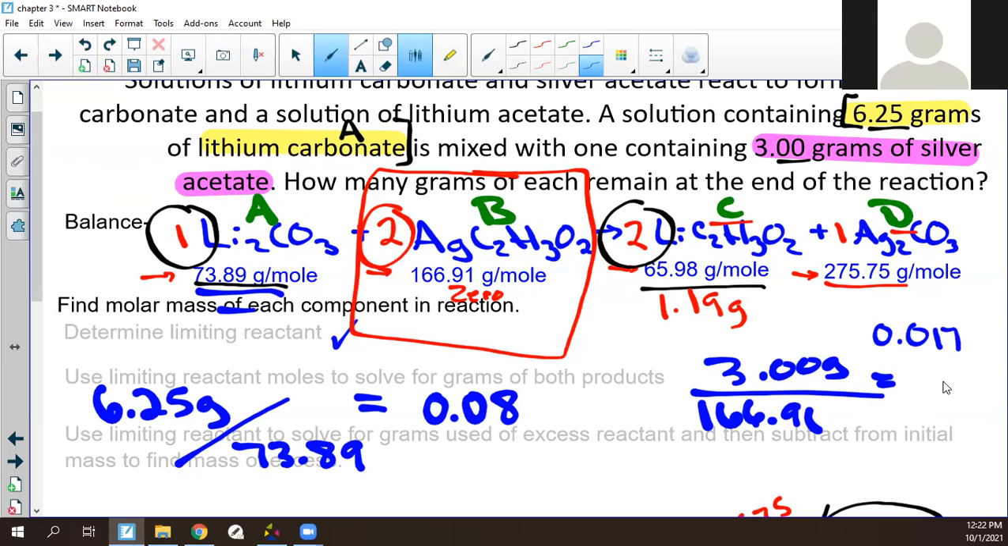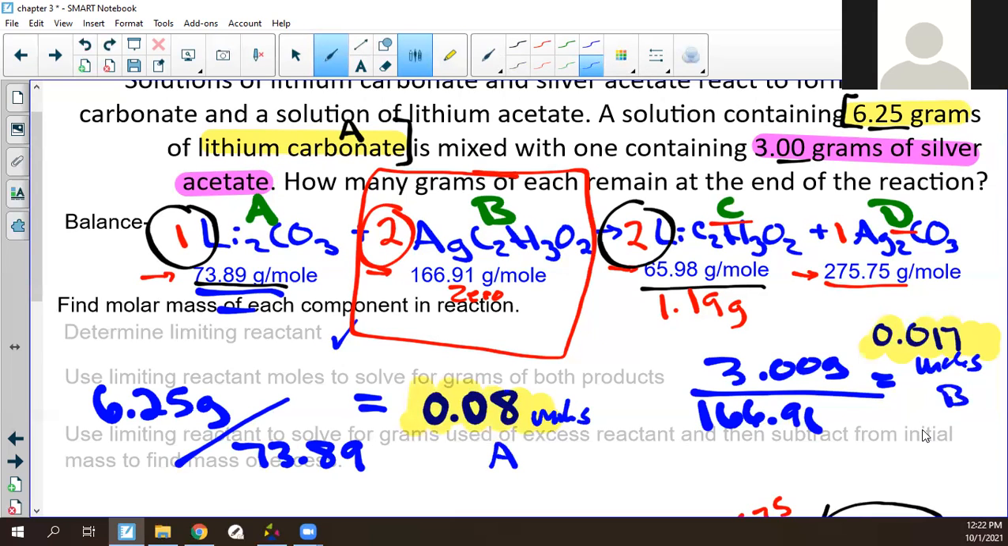Okay, now this is the voodoo magic where some kids get lost. Please watch. Let me add just a label. These are moles of A, right? These are moles of B. Okay, please watch. Look at their coefficients. B has to be twice as much as A.